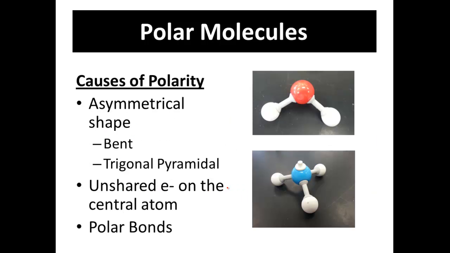The causes of polarity are, one, the asymmetrical shape. I want you to know that whenever you see a bent molecule, it is polar. Anytime you do a Lewis dot structure and you do a throwdown of the shape and it's bent, it is a polar molecule. Anytime you see trigonal pyramidal, it is also a polar molecule. What you'll notice, the characteristics of these molecules, is that they have unshared electrons on their central atom, and that causes the valence shell electrons to bend away. These are characteristics of polar molecules. Also, polar bonds can contribute to a molecule being polar. It does not always have to have polar bonds, but it can.